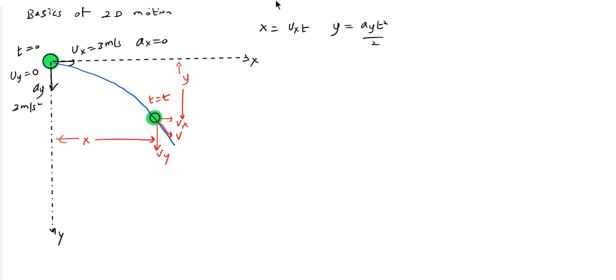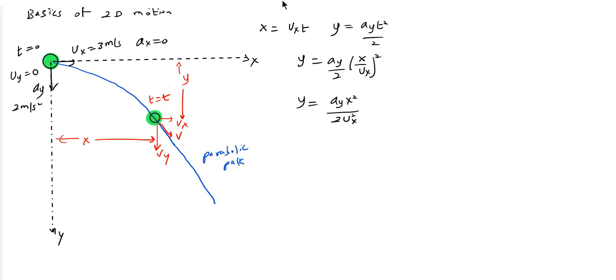So let me substitute this equation. y is equal to ay by 2, times x by ux whole square. Then this should be equal to ay x square by 2 ux whole square. Look at how y is proportional to x square. So definitely the particle is going to move in a parabolic path. So what is the path of the particle? It should be a parabolic path.